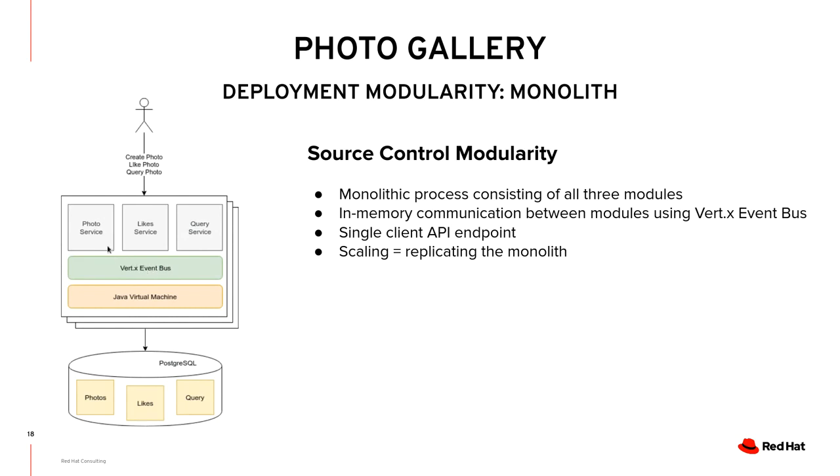And the three modules are communicating over a vert.x event bus. And in this case, it is an in-memory communication. So this is not really a distributed application. All communication happens quickly in memory. And this monolith now exposes one API endpoint where all three modules, the photo and the likes and the query modules, are accessible. And you can indeed scale this monolithic application by replicating the monolith itself.